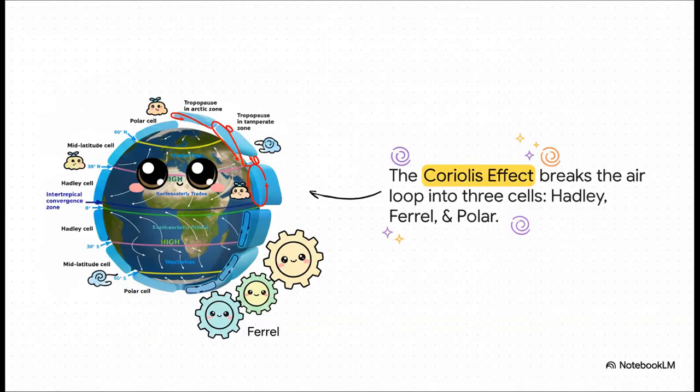And this is what you get as a result. That Coriolis spin is so strong, it actually breaks that one big loop into 3 smaller, interlocking cells in each hemisphere. You get the Hadley, Ferrel, and Polar cells. They all work together like these giant gears in the planet's atmospheric machine.